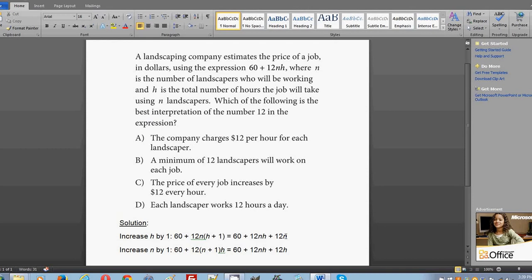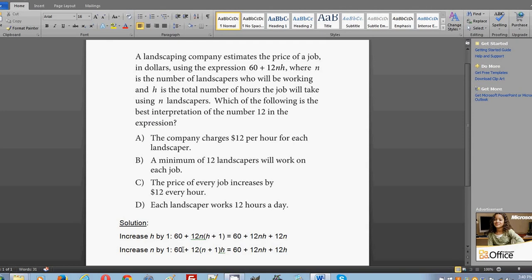Now since n is the number of landscapers that worked this extra hour we added, each of those landscapers would get 12, evenly. You have to distribute this additional amount, 12 times n, evenly per every landscaper, because there are n such landscapers. So 12 times n will be distributed evenly per each landscaper working an extra hour. This already should tell you that it looks like choice A: the company charges 12 per hour for each landscaper.